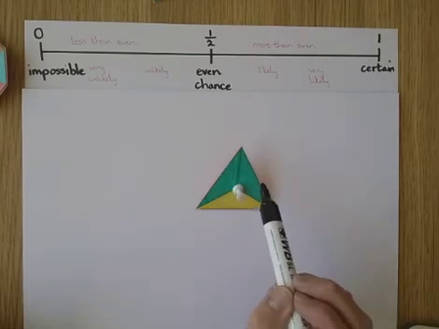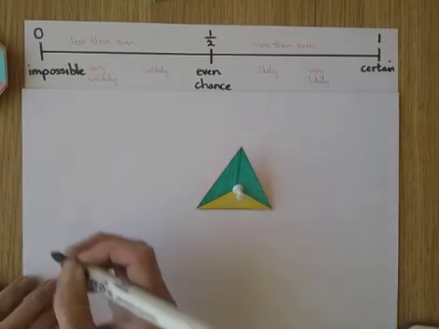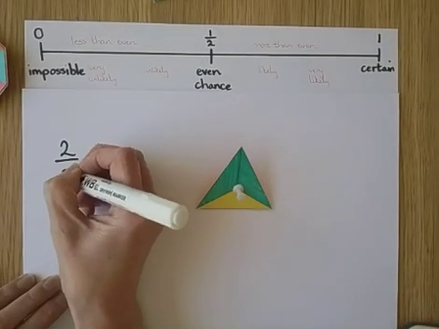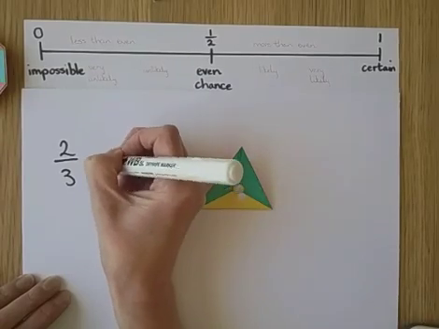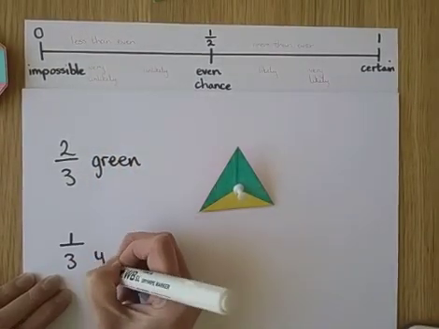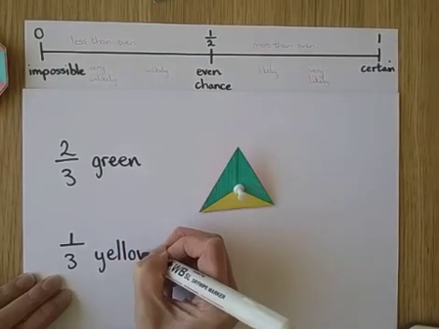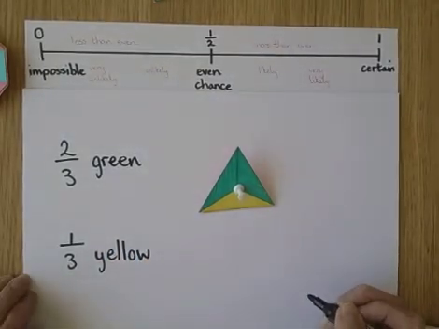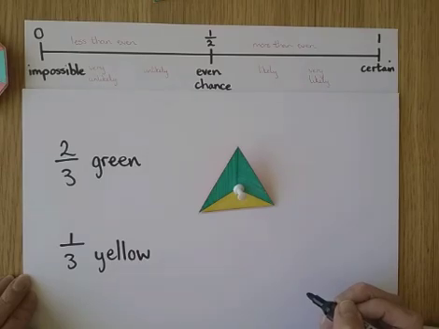3 sections, 2 of them are green and 1 of them is yellow. So 2 out of the 3, 2/3 of it, is green. And 1/3 of this probability spinner is yellow. Now, what could we say about this probability spinner in terms of probability words?